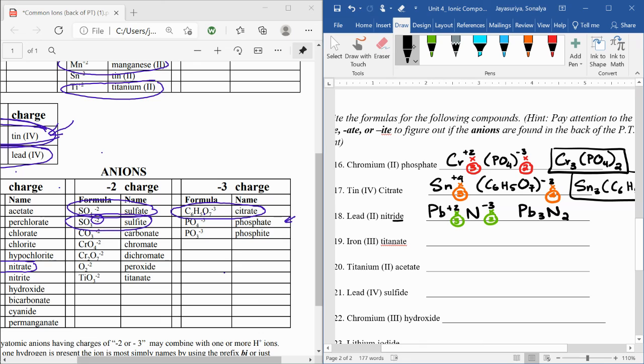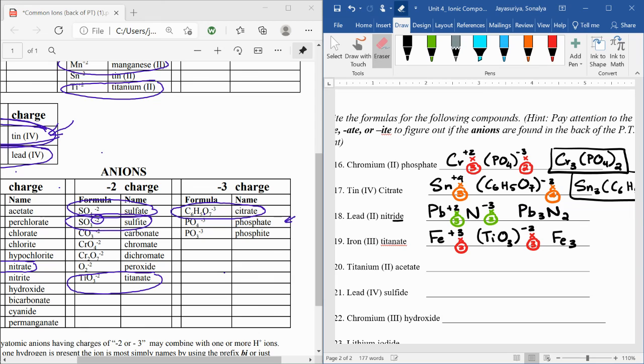Then the next one is iron 3. Iron is Fe. If it's iron 3, it's going to be a +3 charge. And then titanate is right here. So TiO3 inside parentheses with a -2 charge. Okay, now 3 and a 2 again. So 3 times 2. Then 2 times 3. You got your iron, Fe2(TiO3)3.